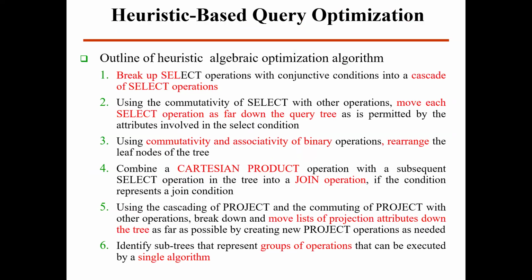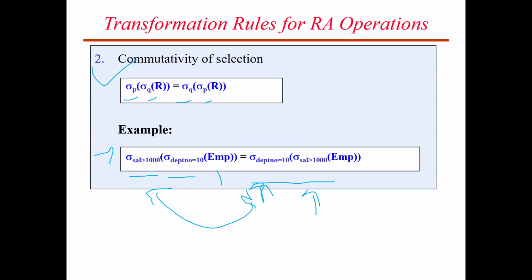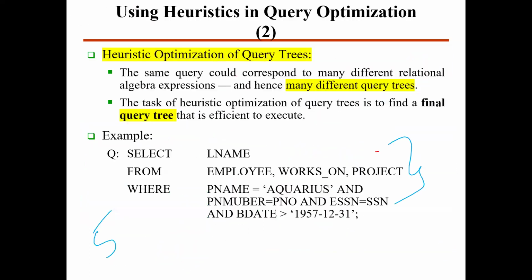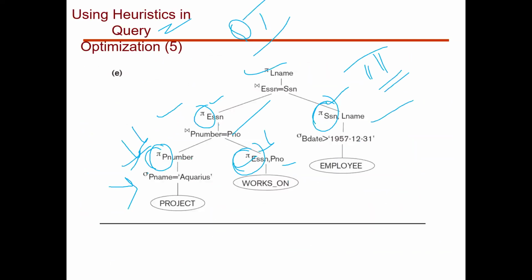So heuristics, how many heuristics do we have? We have 6 heuristics. With each heuristic, you can have one query tree. For example, break up the select operation with conjunctive condition into cascade condition. This is what we did here, right? We have a big condition, then we divided this condition into smaller conditions, and then we kept on pushing them down.